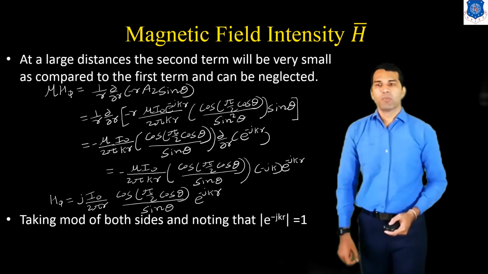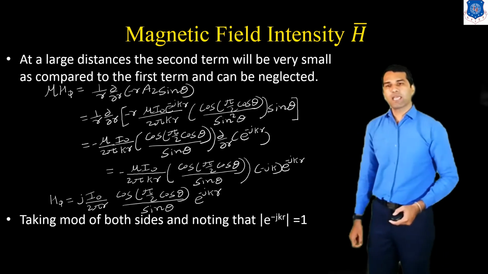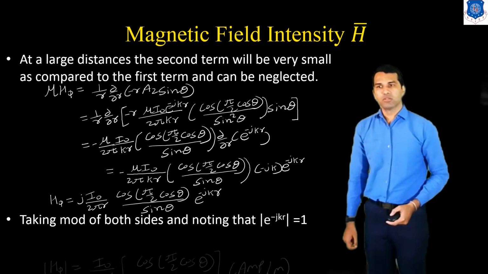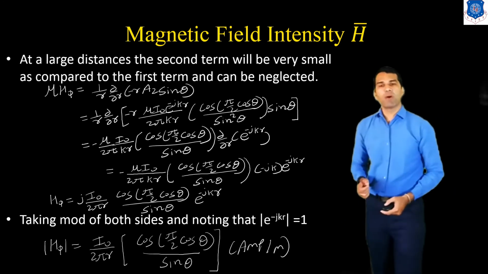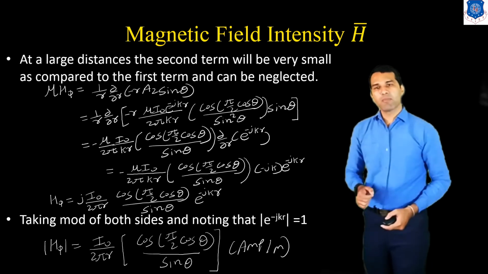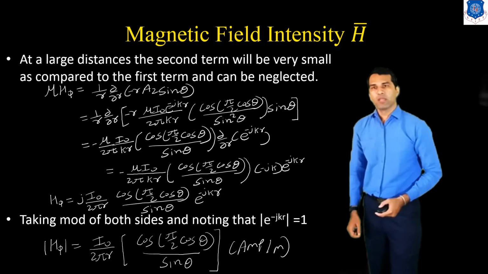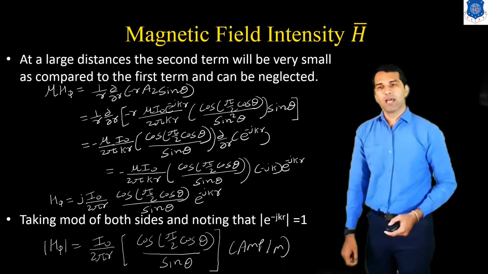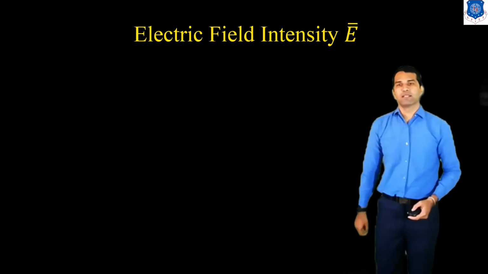Taking the modulus of both sides and noting that the magnitude of e raised to minus j k r is equal to 1, we get finally H_phi is equal to I0 upon 2 pi r, bracket cos of pi by 2 cos theta upon sin theta, and the unit of the magnetic field intensity is ampere per meter. So this is the magnetic field intensity.